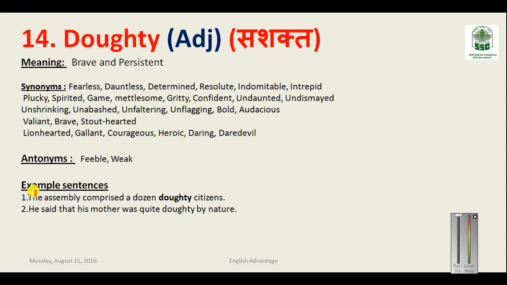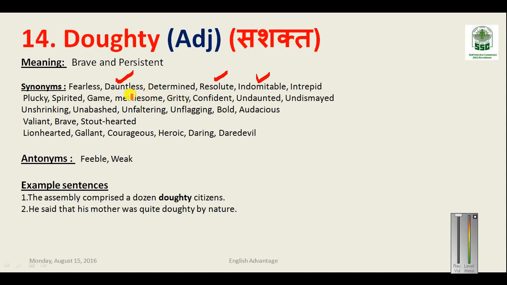Now let us look at the fourth. Doughty means somebody who is brave and persistent, or you can say fearless. Fearless, dauntless. This word has come in many exams. Dauntless, determined, resolute means very firm. Indomitable means a relentless person, the person who can't be suppressed. And this word is made from trepidation. Intrepid means the person without trepidation, or you can say fearless, undismayed, undaunted, gritty, the person who is having grit, and grit means determination. Okay.